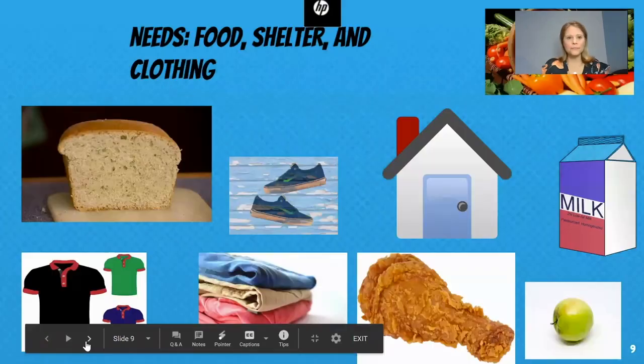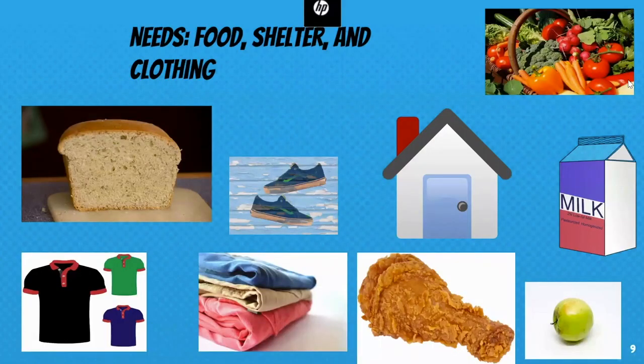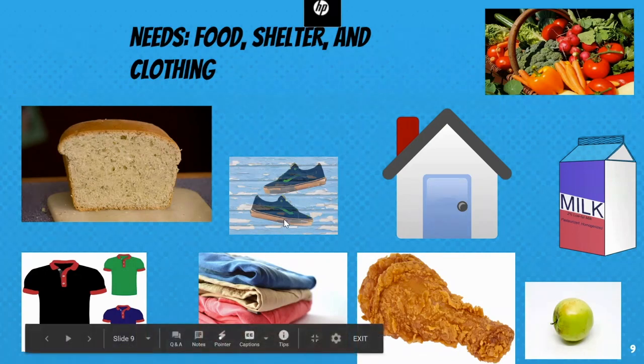Let's move on. This is probably a review for you, but needs are things that we must have in order to survive, like food, shelter, and clothing. And here you see examples on this page of all different kinds of needs. We've got food, we've got clothing down here, we've got some more food, some vegetables all around here, and of course a house, somewhere to live, or shelter of some sort.